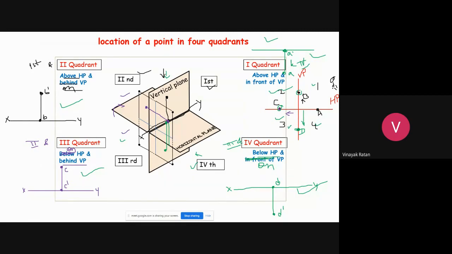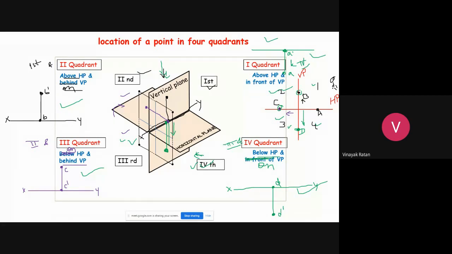Fourth case, let me explain it once again. A point is here on the vertical plane and below the horizontal plane. So it means a point lies in the third as well as fourth quadrant. So when you draw the projections, where is your front view? It is below, which is here, denoted by D dash. Where is your top view? It is here. But when you see the top view, where will it fall? It will fall on the XY line, which is drawn here, denoted by D.